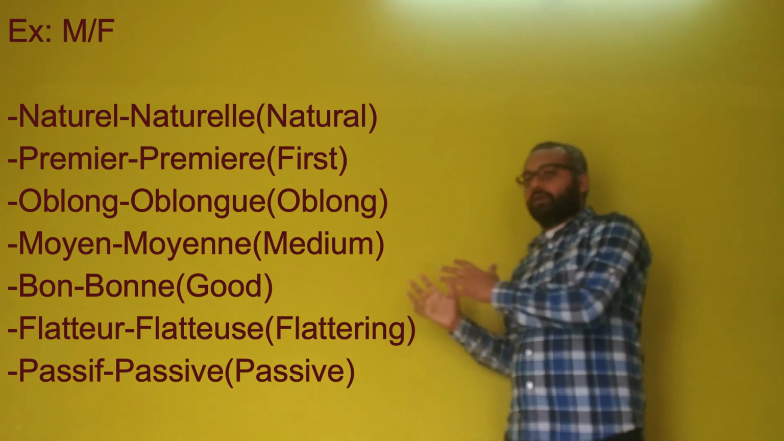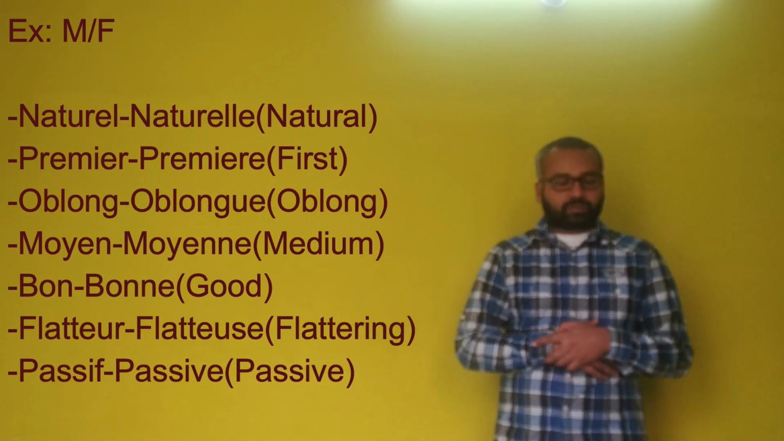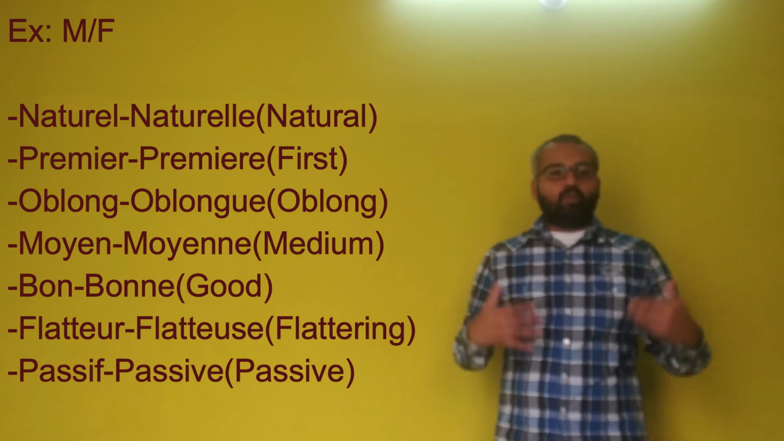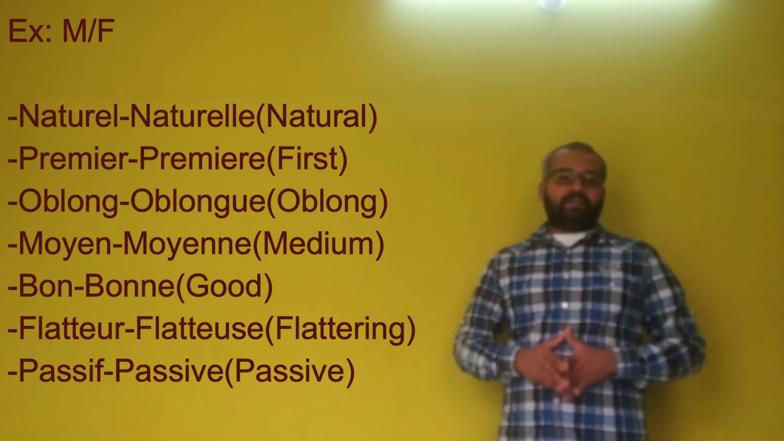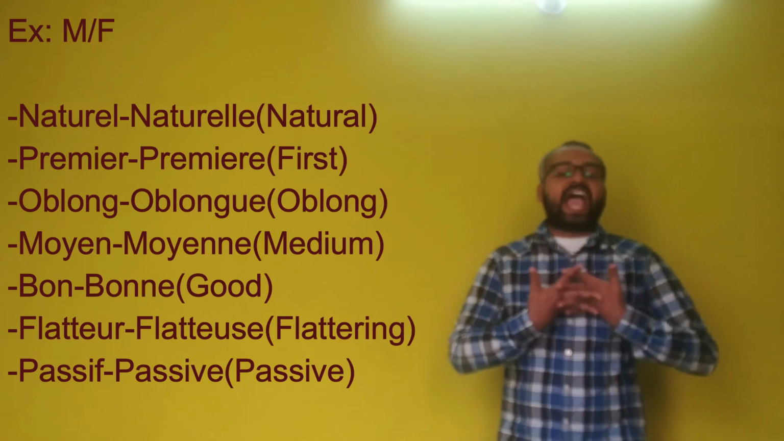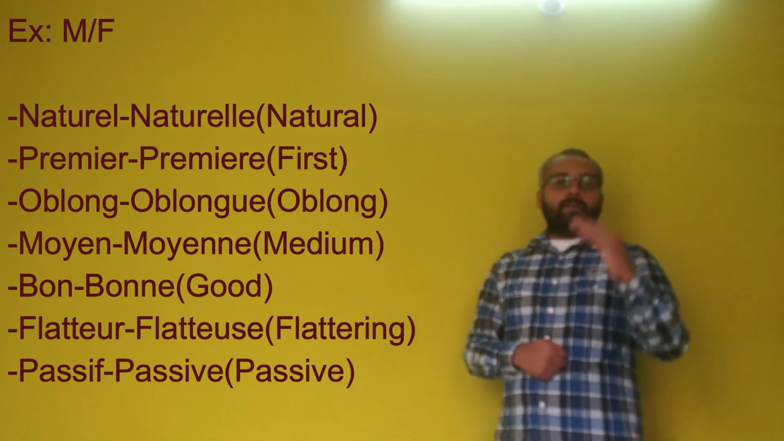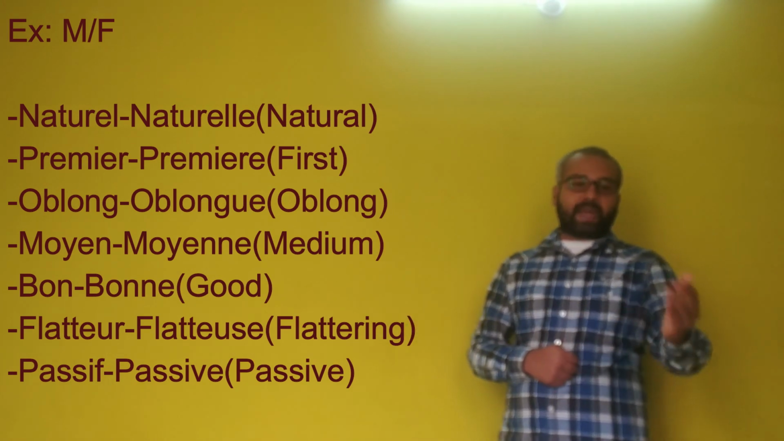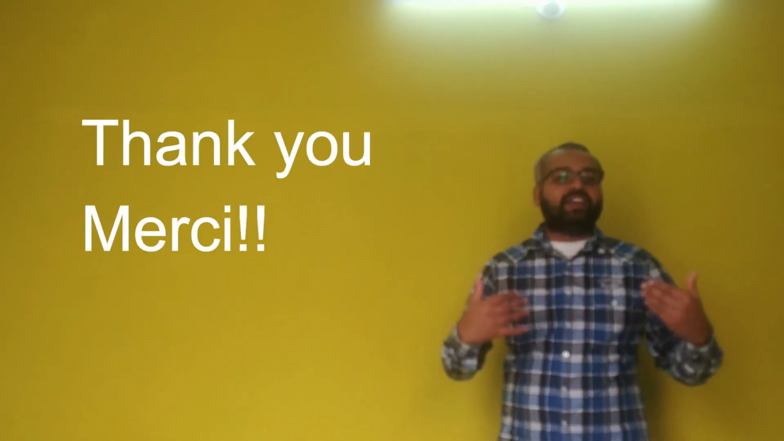Oblong. Here at the end we added gue. ue we added. Moyen. Bony. Good. Flattering. And passive, we added passive. So with masculine and feminine genders, we can identify adjectives very easily. So massive.